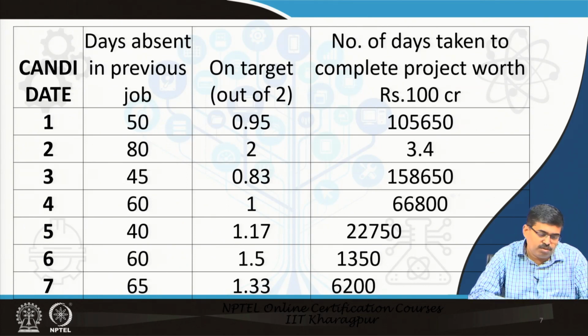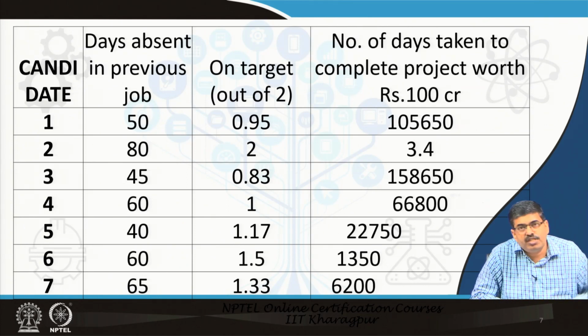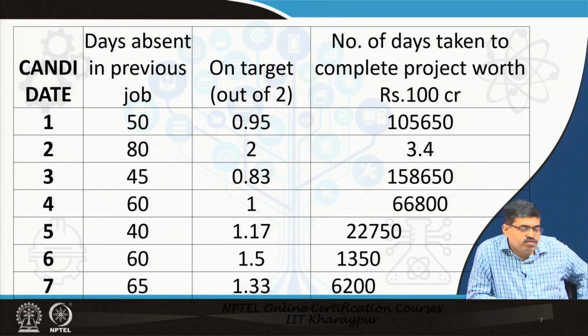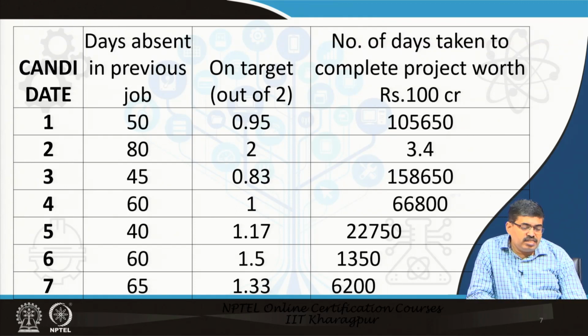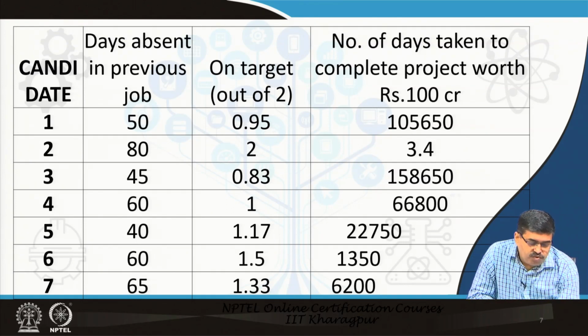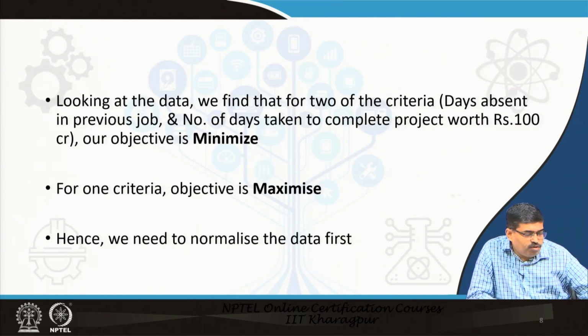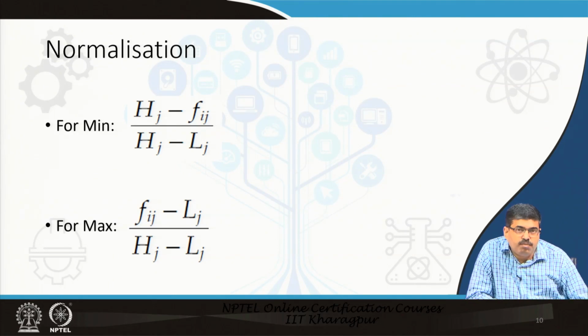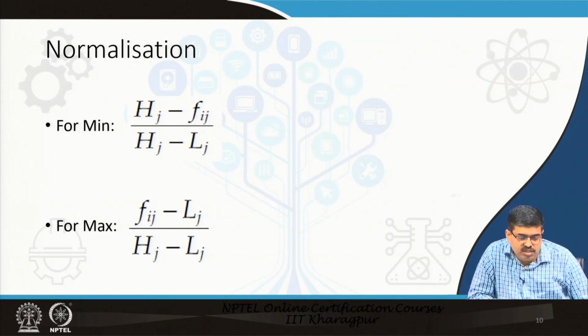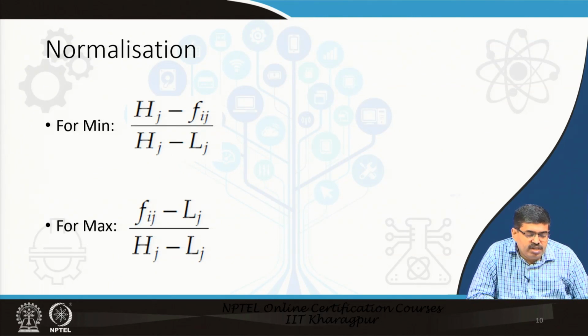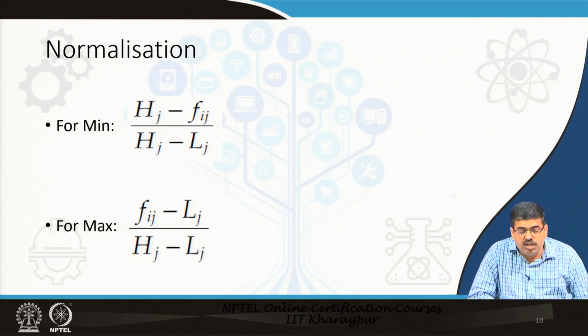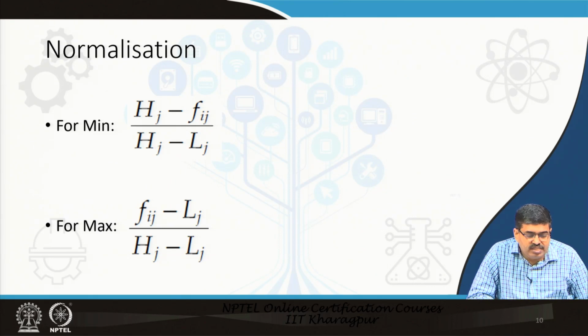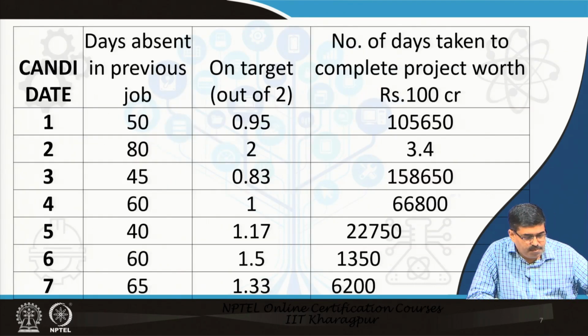Highest value in that column. So, let us look at this column, days absent in previous job. What is the highest value in that column? 80. What is Lj? Lj is the lowest value in that column, that is 40. So, go back to the formula once again, Hj minus Lj in the denominator. What is the value? 80 minus 40, so 40 is the value of the denominator. And let us see the numerator, Hj minus Fij.